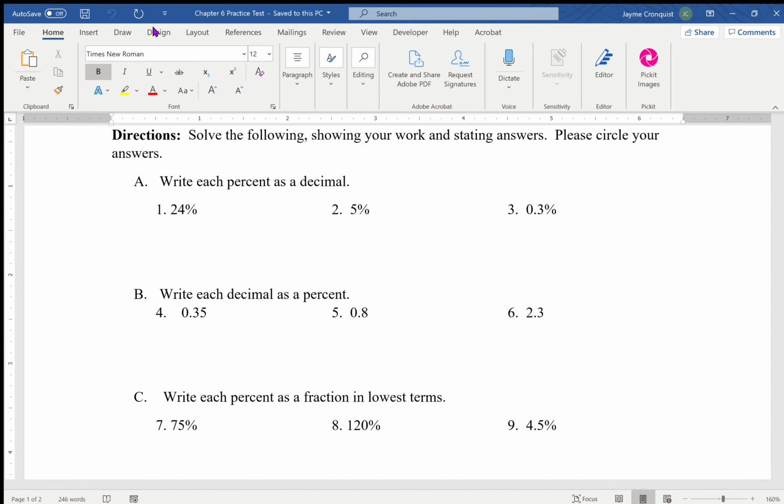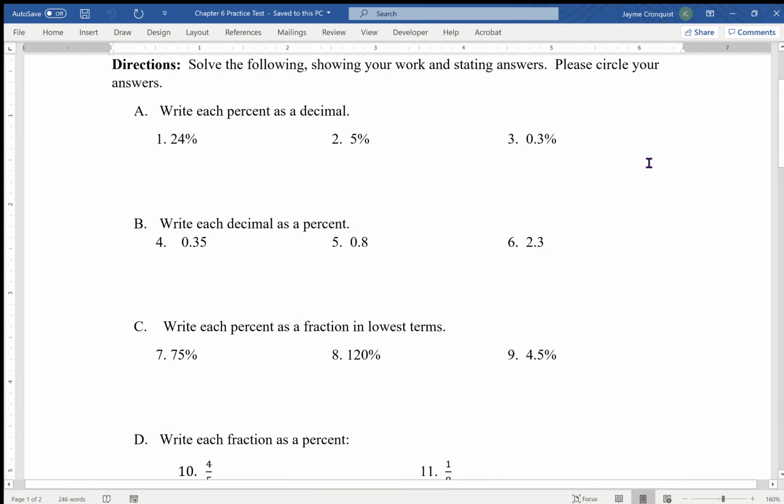Okay, just trying to get my computer all set for this. Okay. So, here I'm going to move that up. Where are we? There we are. Come on. There we go.